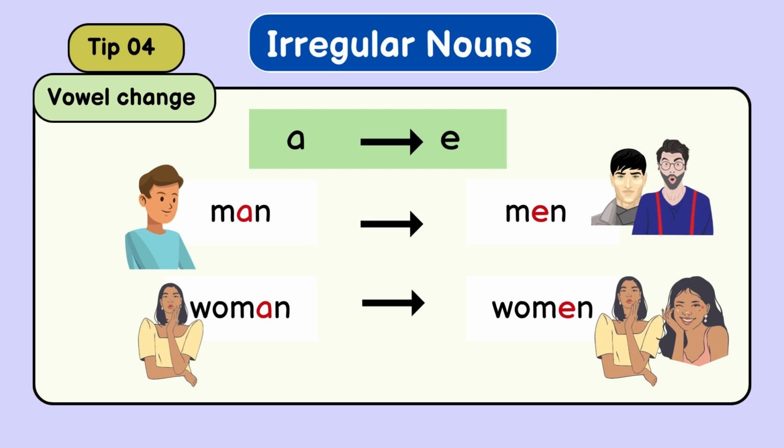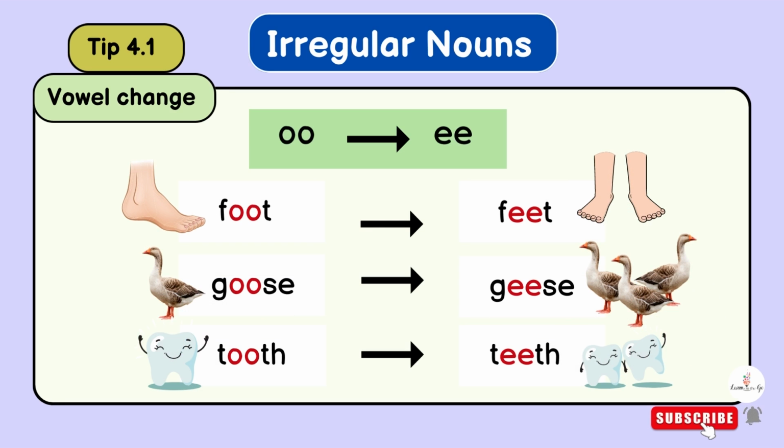Some nouns become plural by changing the vowel. Like this, the a becomes e. Man, men. Woman, women. A to e. Some other words change from u to e. The double o becomes double e. Like this. Foot, feet. Goose, geese. Tooth, teeth. The double o becomes double e.